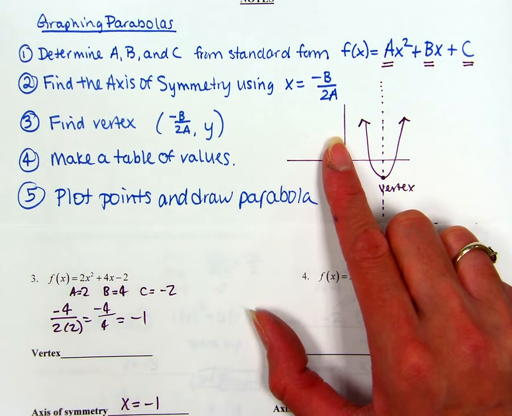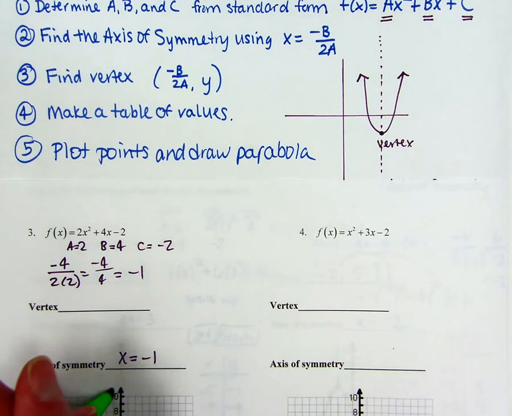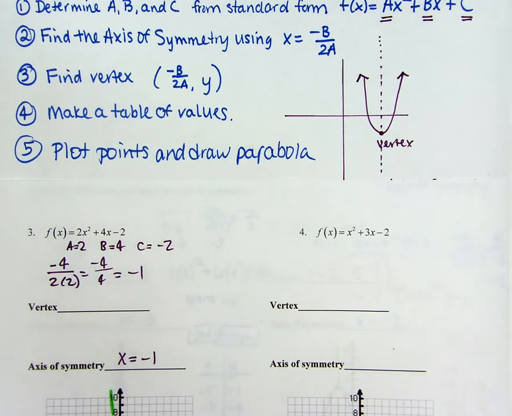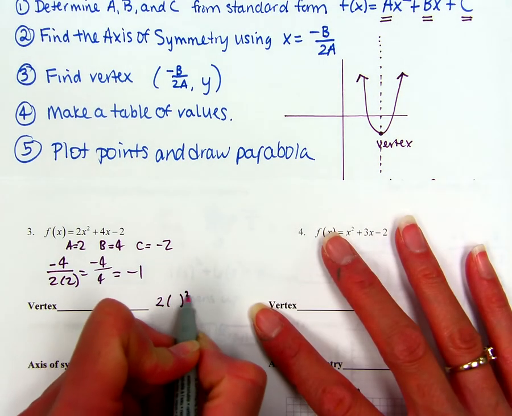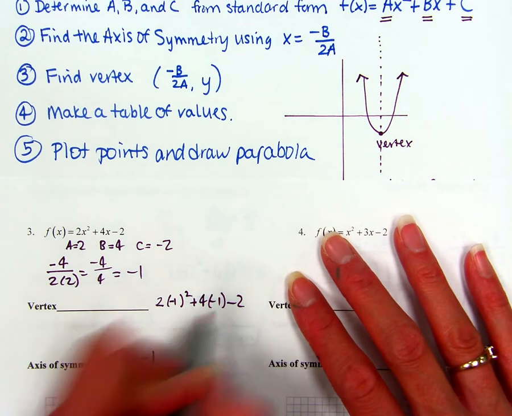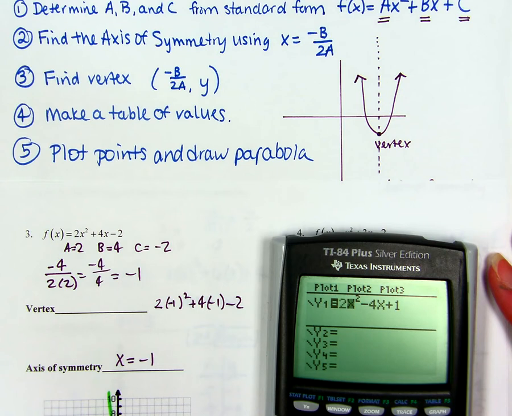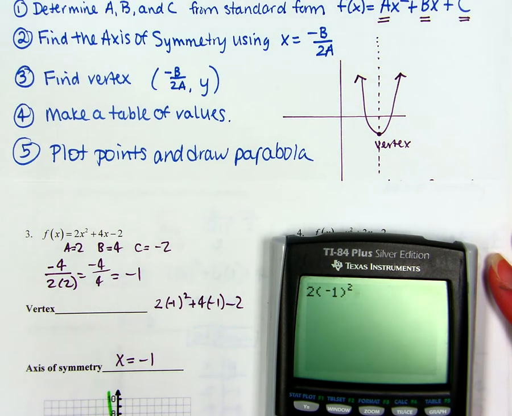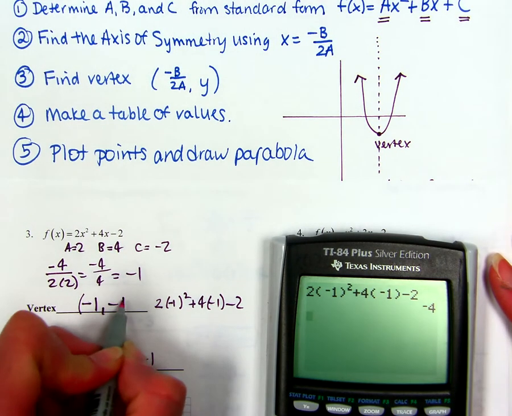That tells me that my axis of symmetry is x equals negative 1. So I know that I'm going to have a vertical line at x equals negative 1. And then to find my vertex, I'm going to replace all my x's in the equation with this value, which is negative 1. So my calculator will help me simplify that. I'm going to do 2 times negative 1 squared plus 4 times negative 1 minus 2. And that tells me that my vertex is at negative 1, negative 4.